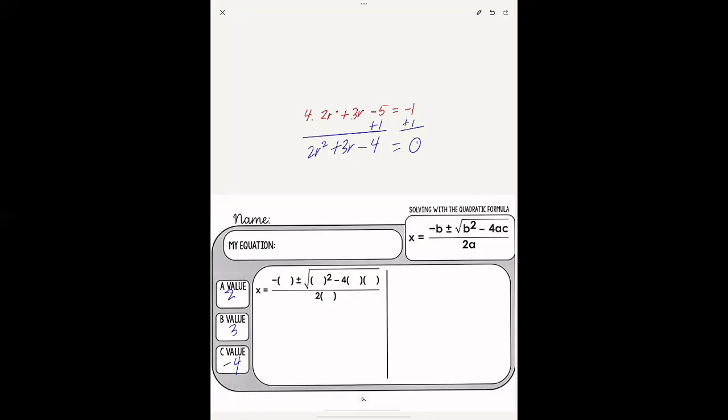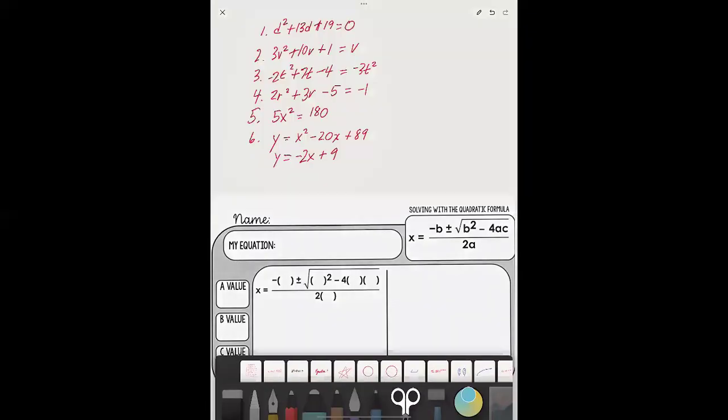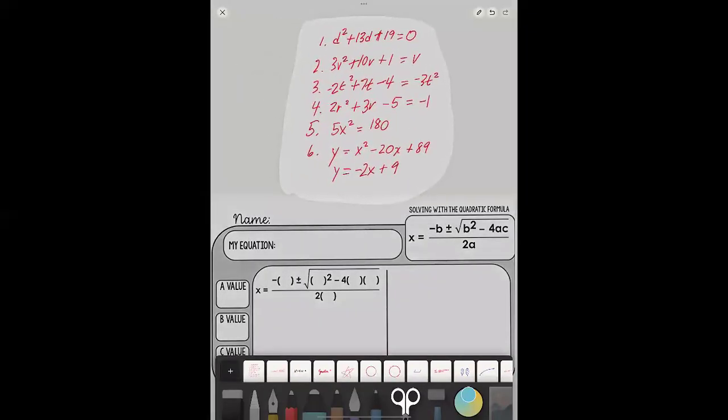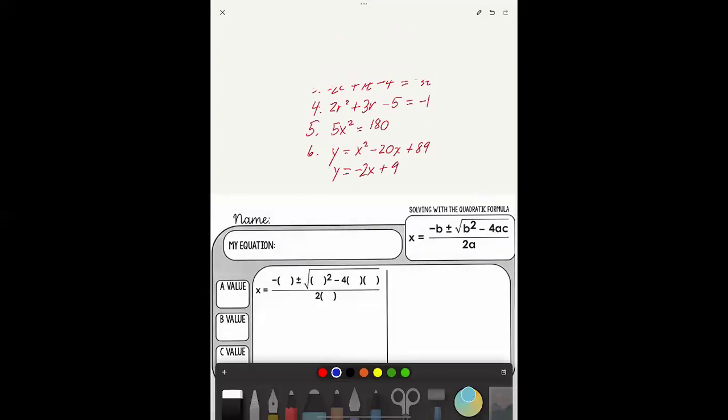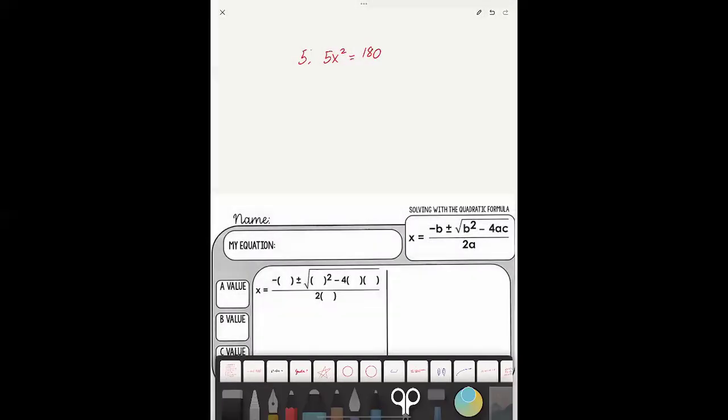All right. Let's go. I think we have 2 more, so let's get those. Let's erase all of this stuff. And here's what we got: 5x squared equals 180. Now this one looks a little different, but it's the same idea.